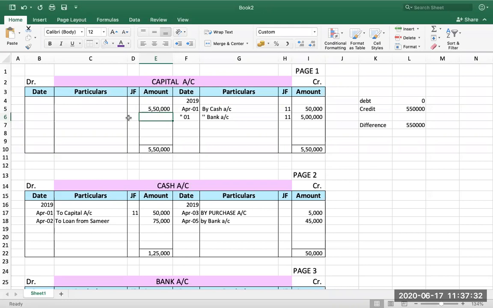Whatever difference you get, you write it on the side where the total was less. Now this part is known as balance carried down. And this carried down you can write in short form. This is written as C/D, that is carried down.